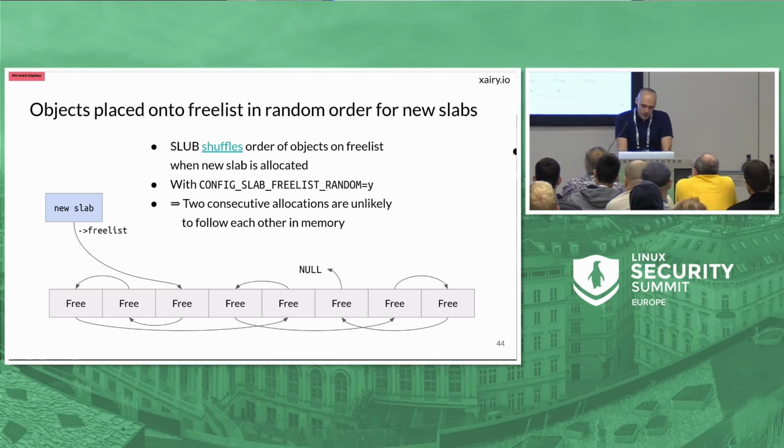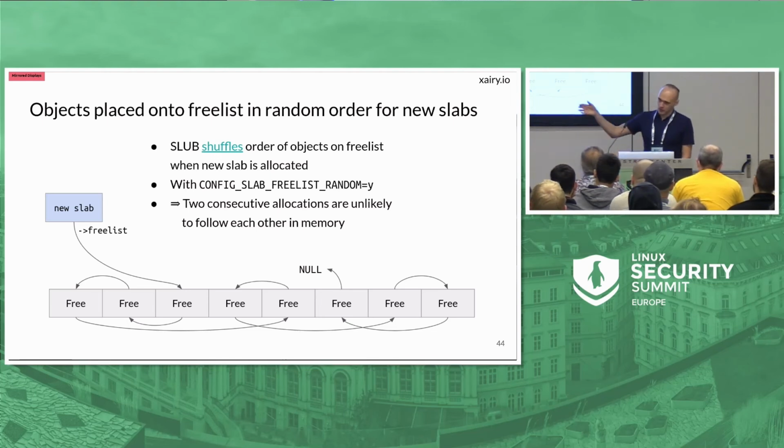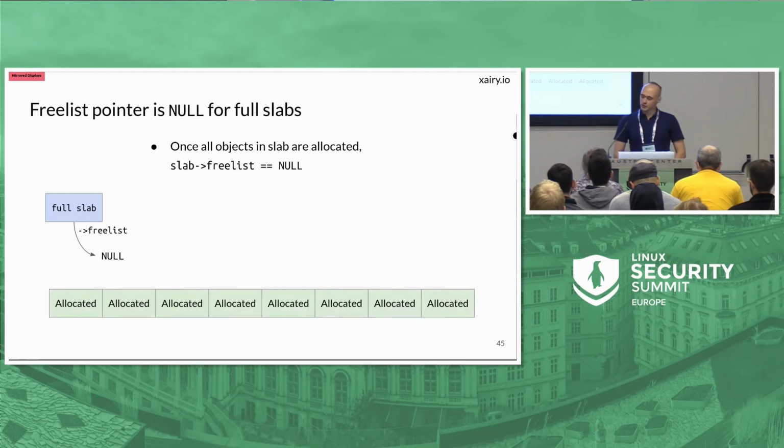So when a new slab is created, all of the slots within the slab are put onto the free list in random order. It used to be that all of the slots would be put right one after another, and then it would be very easy to shape memory for out of bounds. You just allocate vulnerable, allocate target, and they get placed next to each other. Not the case anymore. Now you don't know the order of the free list slots on a new slab. So as a result, if you just allocate two objects, even if they belong to the same slab, it's very unlikely that they're going to be placed next to each other. And for full slabs, once all the objects are allocated, the free list pointer within the slab is just null.